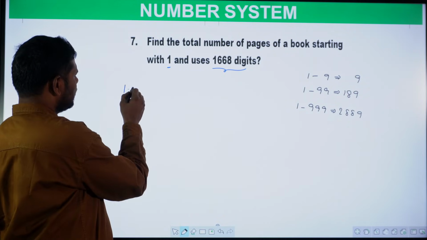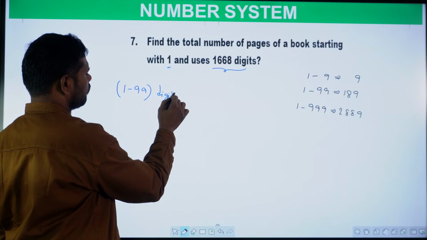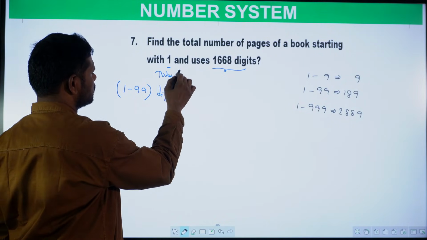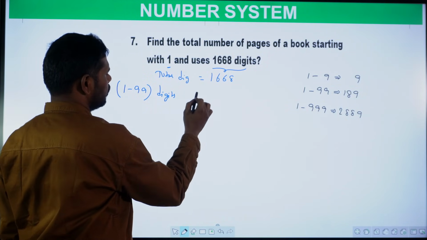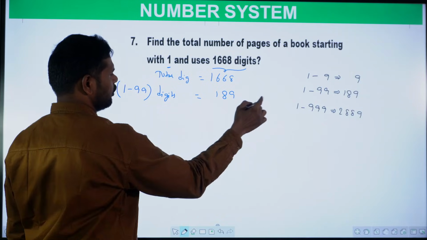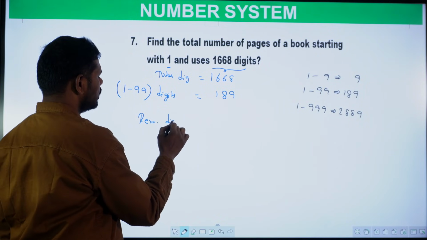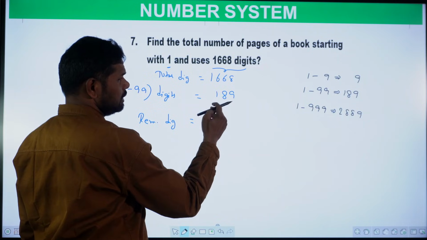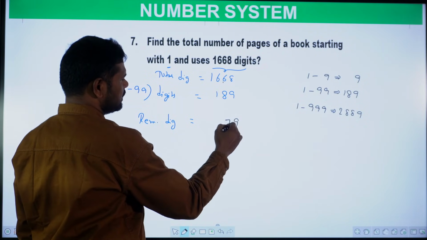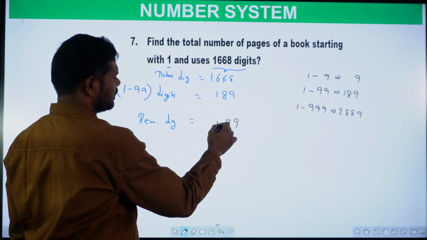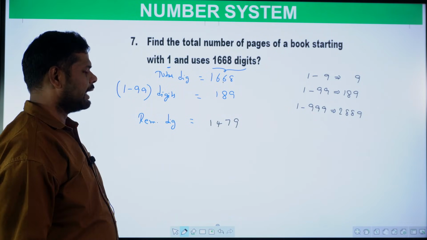So the total digits are given as 1668. For 1 to 99 we know there are 189 digits. The remaining digits: 1668 minus 189, write it up by borrowing: 18 minus 9 is 9, 15 minus 8 is 7, then 5 minus 1 is 4, and 1. So 1479 digits remain.